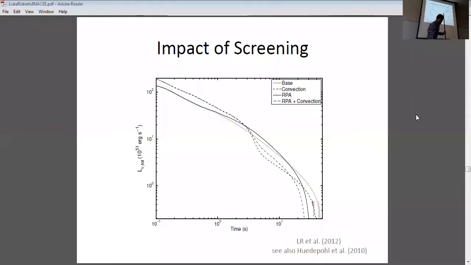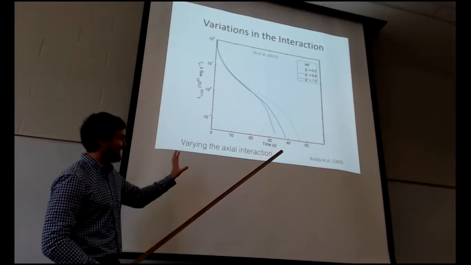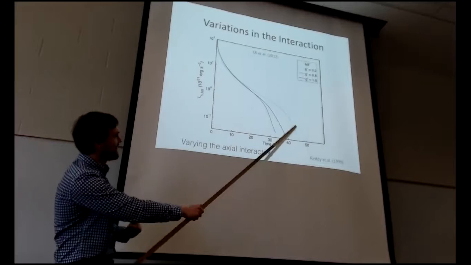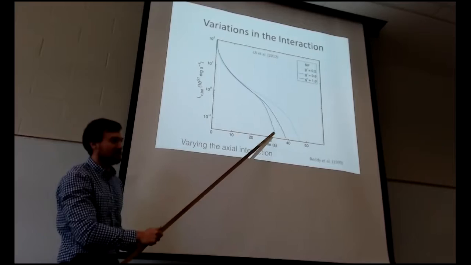Like I said, this is just for one particular model for the underlying interaction that goes into these calculations. And so if I vary the interaction, in particular the axial channels and spin channel, this is not very well constrained, maybe it is, but I definitely haven't seen the constraints on it. You can vary the strength of this interaction, and you can change significantly what the cooling time scale is. So by increasing the strength of this interaction, you basically move the cooling tail to lower times and speed up the cooling.